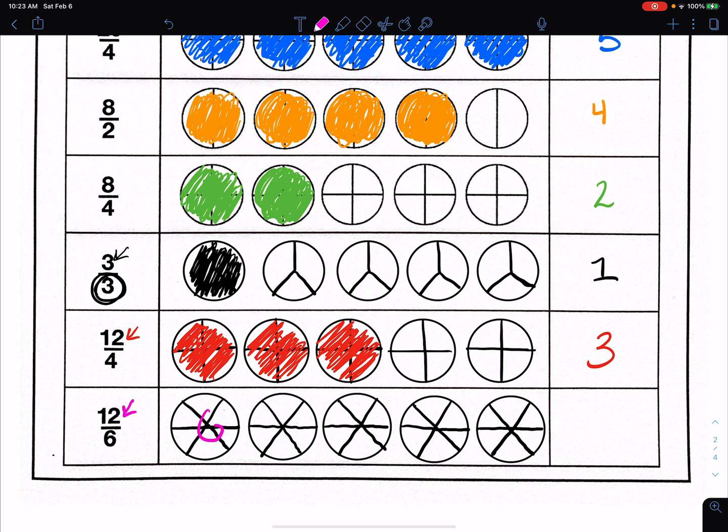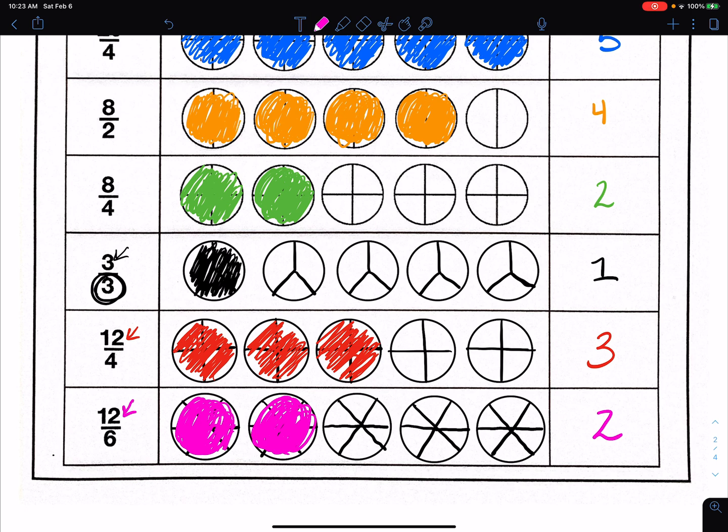So 6, and I'm choosing to skip count, 6, 12. So I know I need to color all of this circle. And I need to color in all of this circle. So I can see that I have 1, 2 wholes shaded.